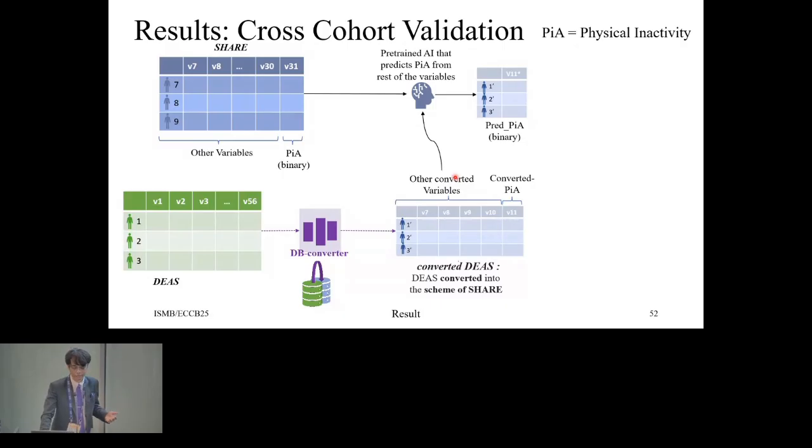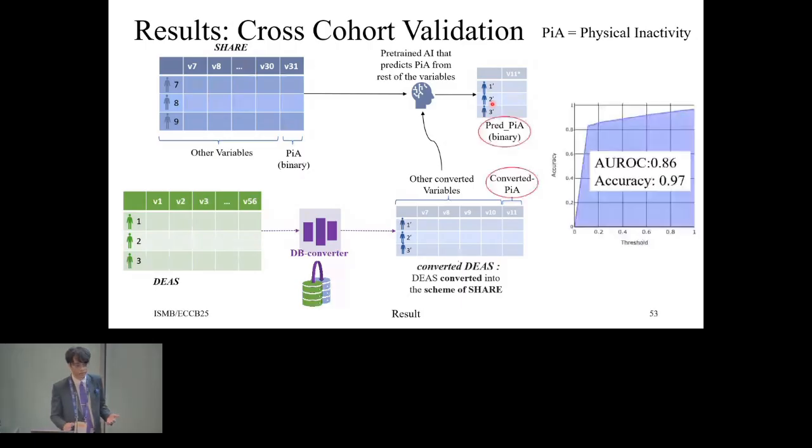Now, if our conversion worked perfectly fine, and if this pre-trained model is good enough, then this predicted physical inactivity and the converted physical inactivity should match. And we see they indeed match. So it means that our data conversion is actually working and it's good enough to allow use of the existing models.